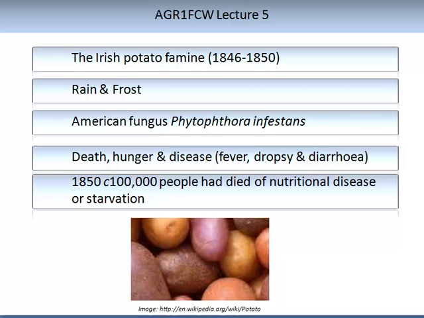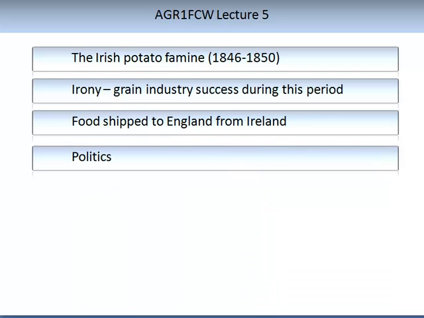This was devastating to the Irish communities. It led to disease, hunger, and death. It is approximated that over 100,000 people died of nutritional disease or starvation in the 1850s. Perhaps one of the greatest ironies around this period was that the grain industry was massively successful. Food was shipped from Ireland to England. So while the Irish were dying in situations of hunger, it was politics that enabled this situation largely.